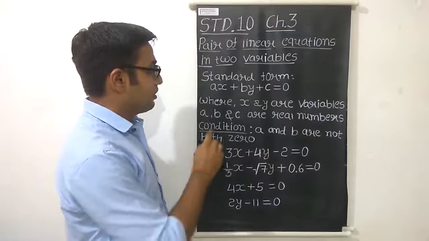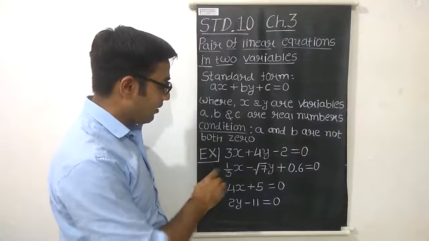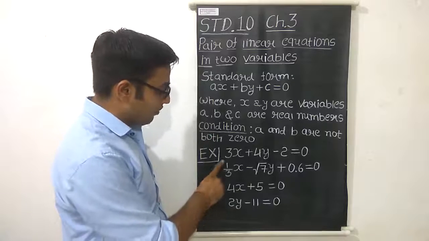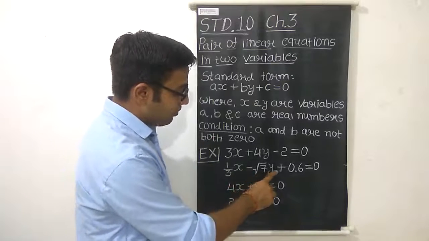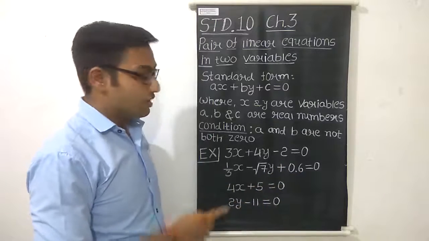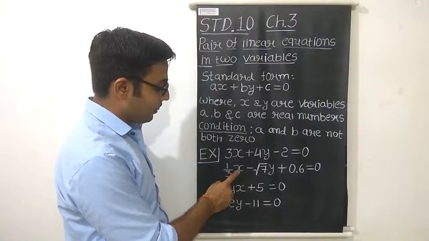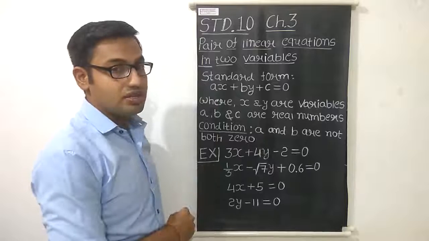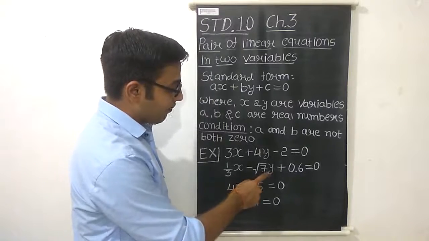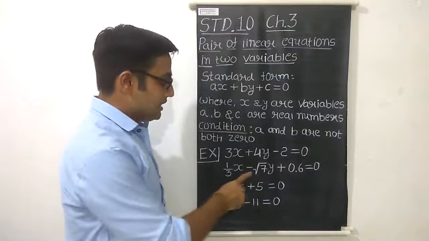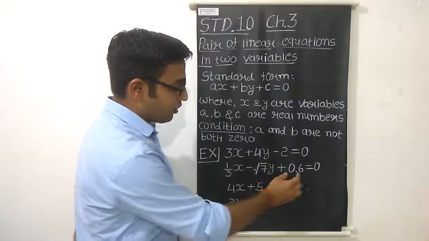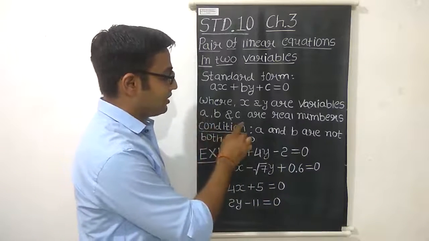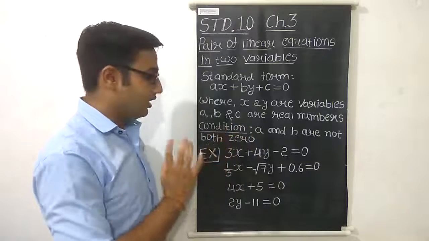Some examples of linear equations in two variables are 3x plus 4y minus 2 is equal to 0. The second one is 1 upon 3 x minus root 7 y plus 0.6 is equal to 0. Here you can see that the coefficient of variable x is 1 upon 3, which is a rational number. Again the coefficient of y is minus root 7, an irrational number, and the constant term here is 0.6, right? That means a, b and c are real numbers, right?